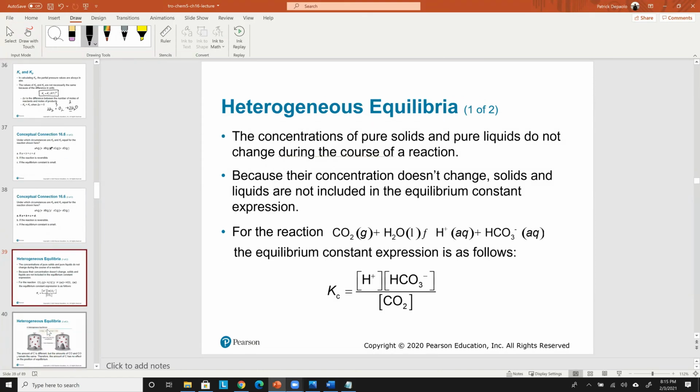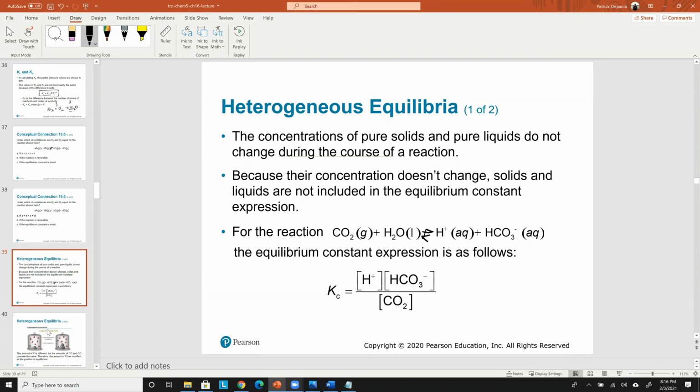All right. So also, you can have what we call heterogeneous equilibrium. That means you have an equation that has pure substances, such as a pure liquid or a pure solid. We don't include those in our equilibrium constant at all. Because what does an equilibrium constant need to have? It needs to have concentrations. Concentrations are only true for gaseous solutions or for aqueous solutions. We can't have concentration of pure liquid water. We can't have concentration of pure solid carbon.